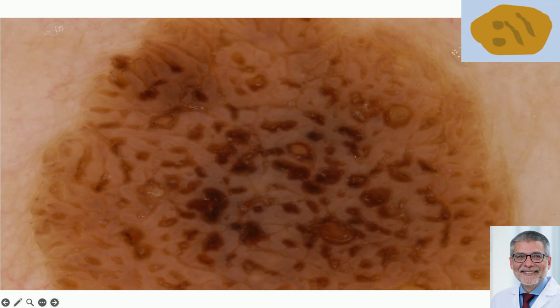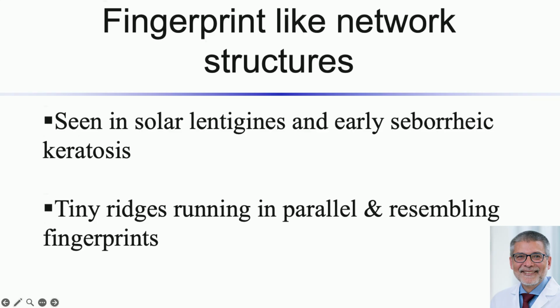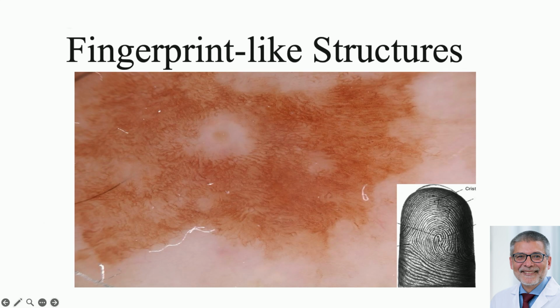Now, take this lesion into an earlier stage, okay? Before they become really robust gyri and sulci that you can see with your naked eye, at that point these lesions have what's known as a fingerprint-like pattern, and these are the very early gyri that are forming. And this is what they look like.